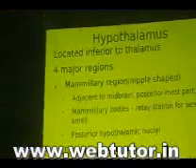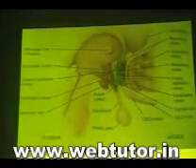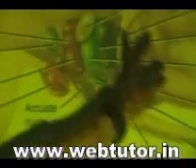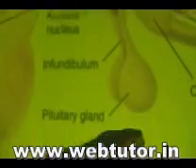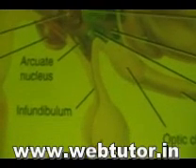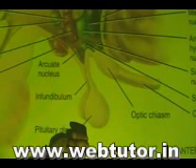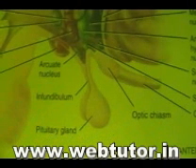After your thalamus comes your hypothalamus. Somewhere here is your thalamus. This region of the brain is the hypothalamus. Remember, the hypothalamus is linked to your pituitary gland. The pituitary gland is also called the master gland of what? Of the endocrine system. So we'll talk about the pituitary gland when we study the endocrine system in detail.